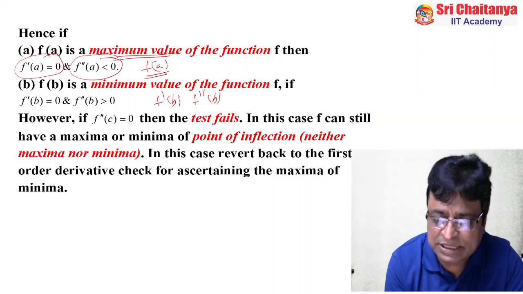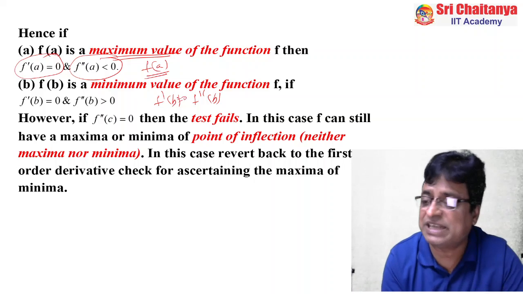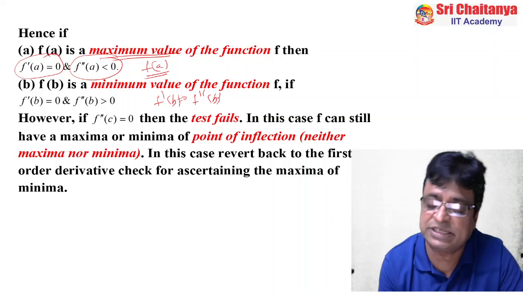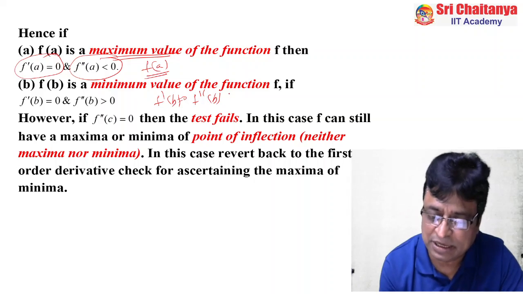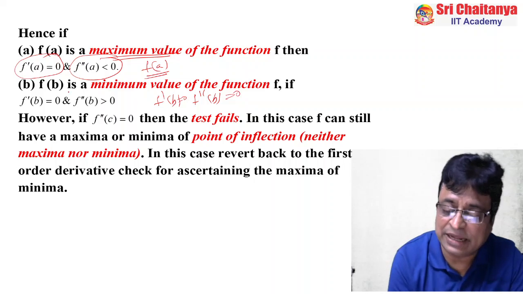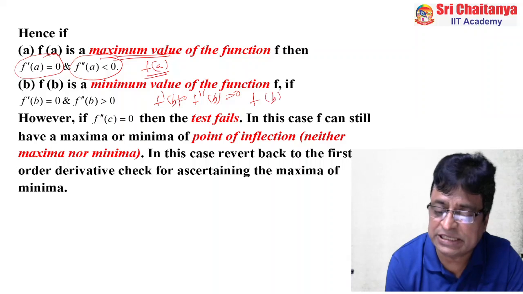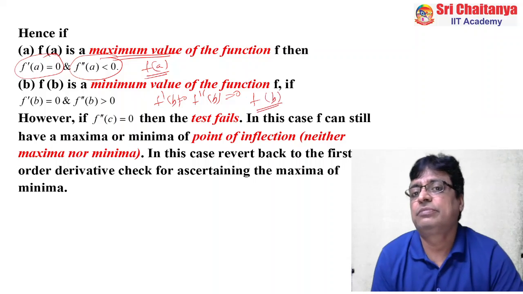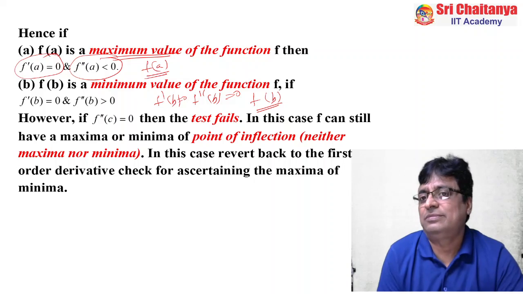Whenever dy by dx is equal to 0 at x is equal to b, that is f dash b equal to 0, and f double dash b, that is d square y by dx square at x is equal to b, greater than 0, then I can say that the value of the function at x is equal to b is what? Minimum value.